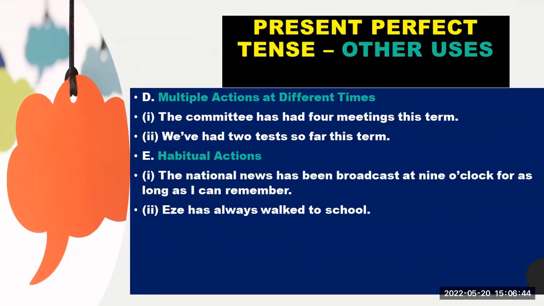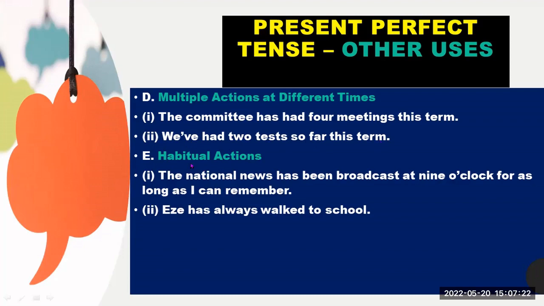All right, so let's look at other uses of the present perfect tense. And we are looking at multiple actions at different times. For example, the committee has had 4 meetings this term. Multiple actions, many actions that took place at different times in the past. So we can use the present perfect tense to talk about such actions. Now, the second example here: we've had two tests so far this term.